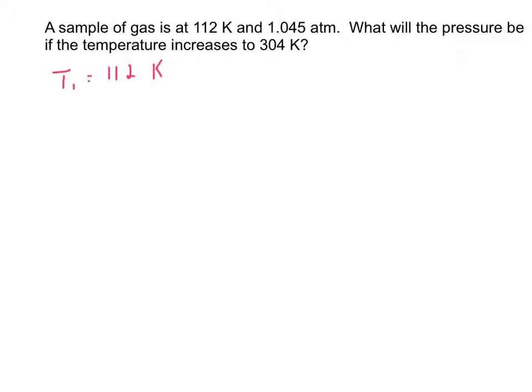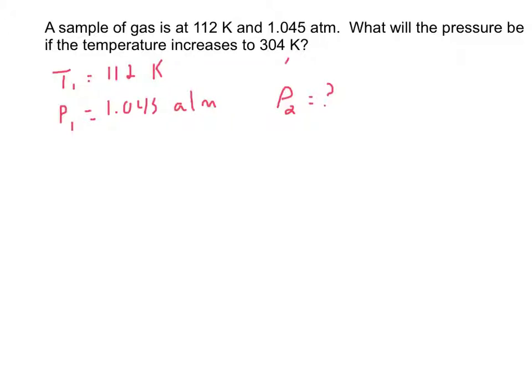And it's already in Kelvin. Oh, remember, temperatures always need to be in Kelvin for this. Thankfully, this already is in Kelvin, so we don't have to worry about converting it. We have 1.045 atmospheres. We do recognize atmospheres as a pressure. ATM, there we go. Now, a change has occurred. What will the pressure be? So we don't know what P2 is.